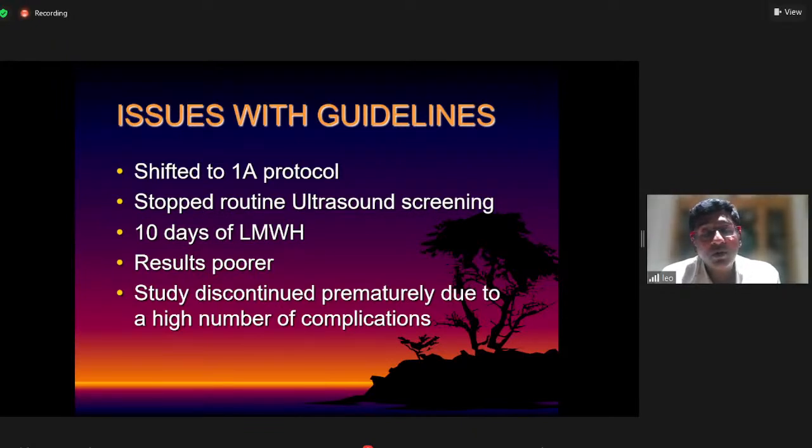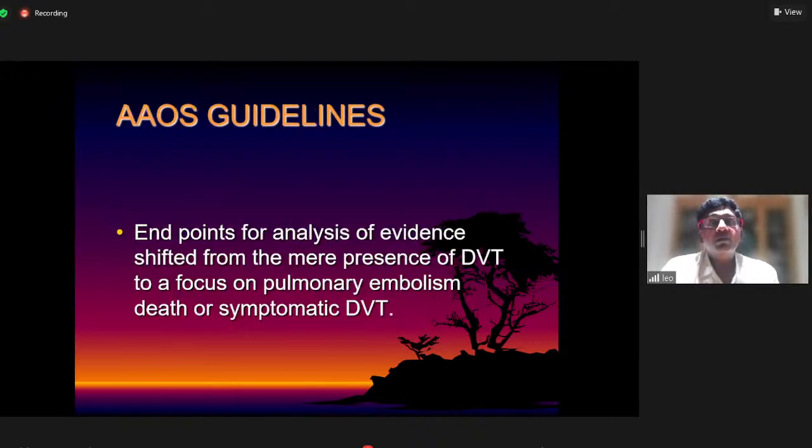In fact, they were so perturbed by the results that they were getting that they discontinued prematurely the use of the 1A protocol in their study because of a high number of complications. So given all these issues that we were facing with the 1A protocol, was the incidence of bleed and problems of wound healing and wound adhesions, and as a corollary, infection.